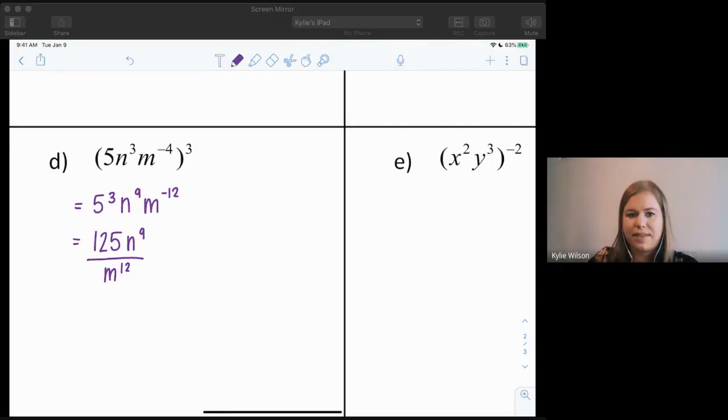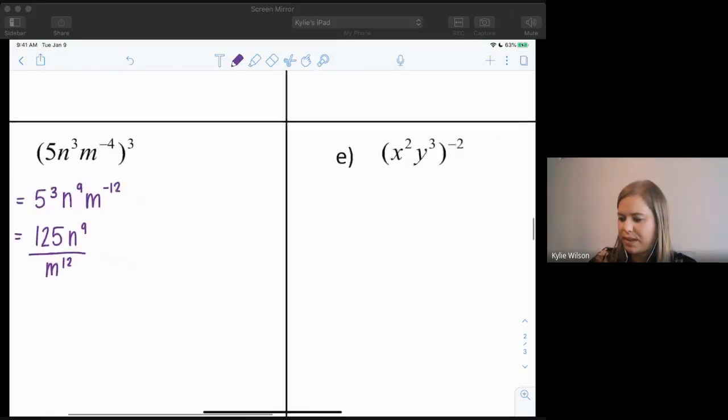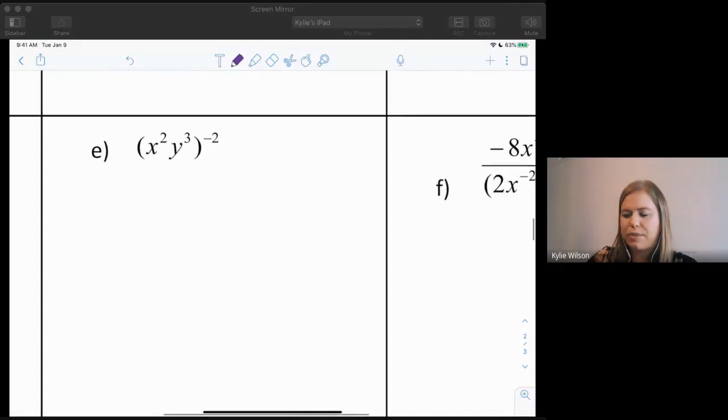Okay, let's try another one. So for E, we have a power of a power rule again. We have x to the power of 2, y to the power of 3, and all of that is raised to the power of negative 2. So we're going to start by just using our power of a power rule like we always have. So 2 times negative 2 is negative 4. 3 times negative 2 is negative 6.